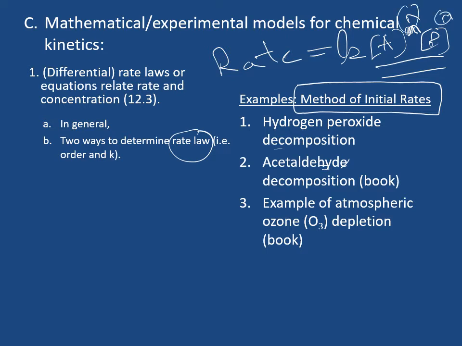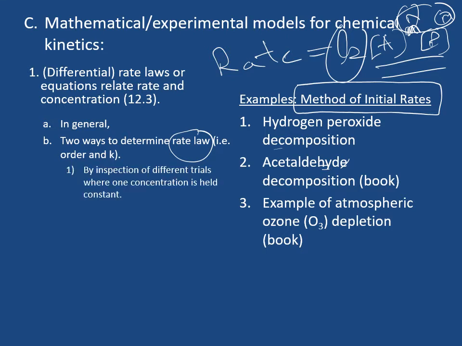Oh, by the way, order is going to be an integer, either 0, 1, or 2, and then we add them all up to get the overall order. That's just a preview of coming attractions. So those are integer values, and the rate constant is just something we calculate afterwards. I think you'll see how this all fits together. So there's two ways to do it, and I'm going to show you the first way here. Well, both ways, actually, of this subset.